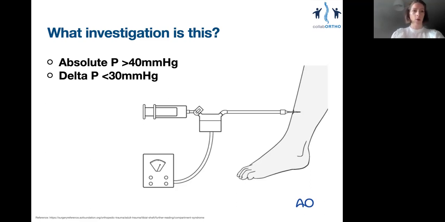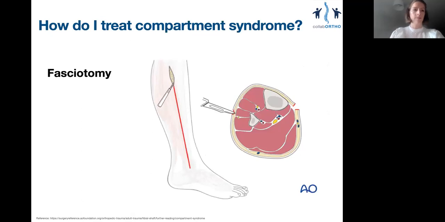But work published by McQueen suggests that the delta pressure is more important. The delta pressure is the difference between the diastolic blood pressure and the intracompartmental pressure. A delta P of less than 30 should prompt treatment for compartment syndrome. In other words, the lower the difference between the diastolic blood pressure and the compartment pressure, the higher the chances of compartment syndrome. So how do we treat it?